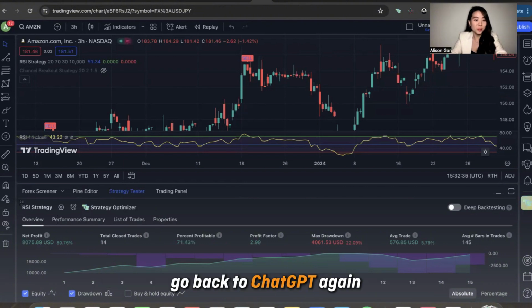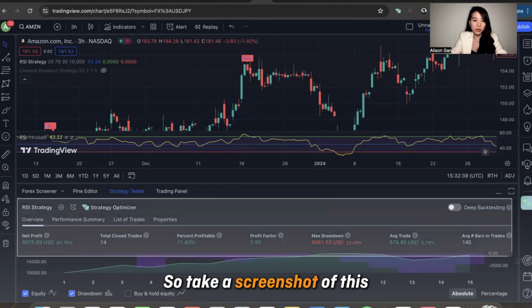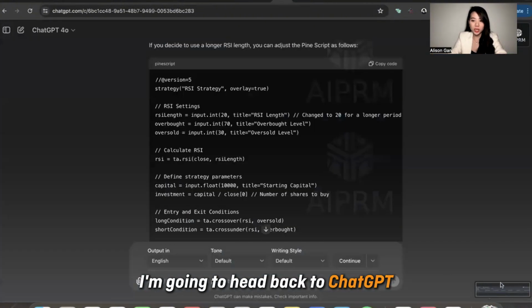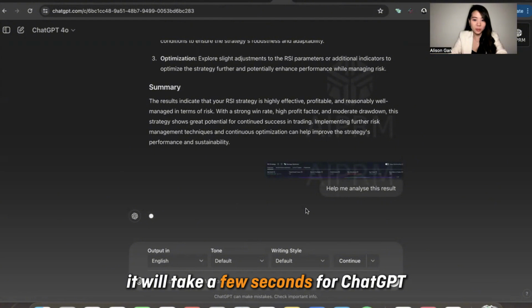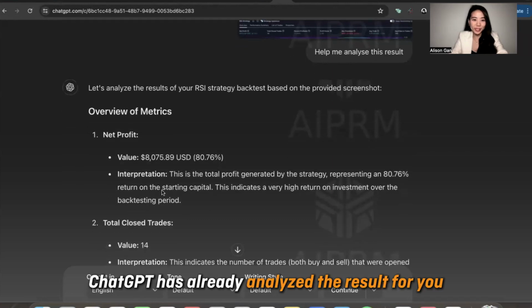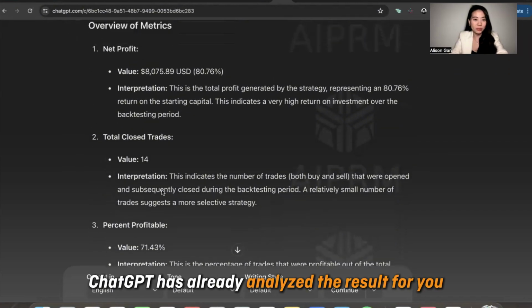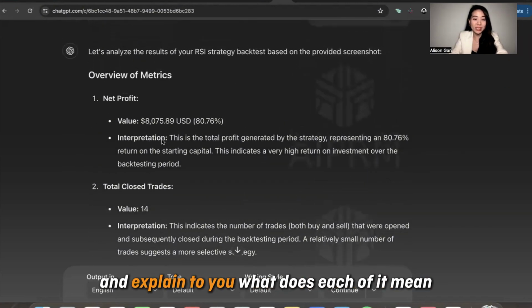It's very straightforward. Go back to ChatGPT again. So take a screenshot of this. I'm gonna head back to ChatGPT, paste it inside and ask it to help me analyze this. And as you can see, it will take a few seconds for ChatGPT to load up the test result for you. And there you go. ChatGPT has already analyzed the result for you and explained to you what each of it means.